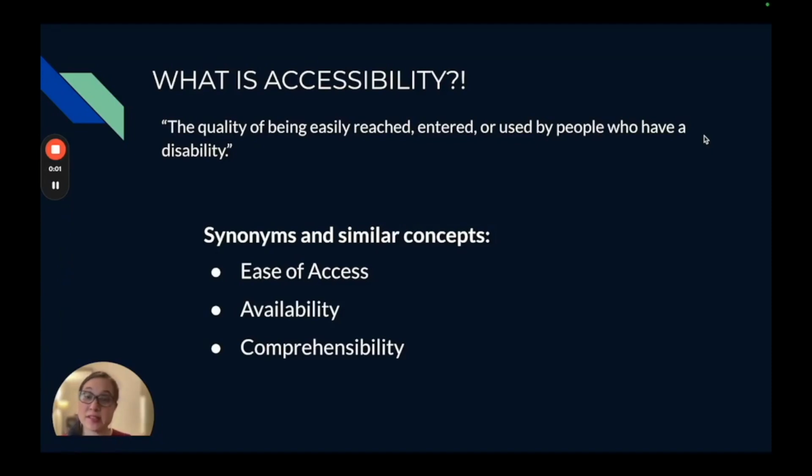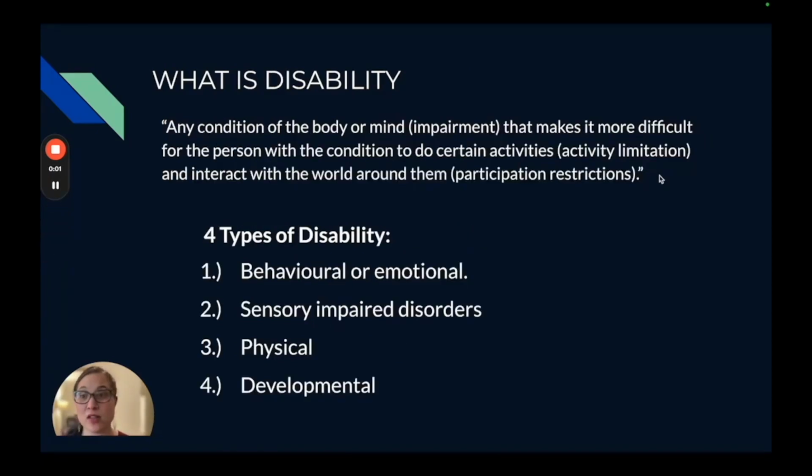So we've said the word accessibility several times, but what does that actually mean? The definition is the quality of being easily reached, entered, or used by people who have a disability. There are some synonyms and similar concepts, including ease of access, ease of use, availability, comprehensibility, understandability, those kinds of things, regardless of ability. So then the next logical question is, what is disability?